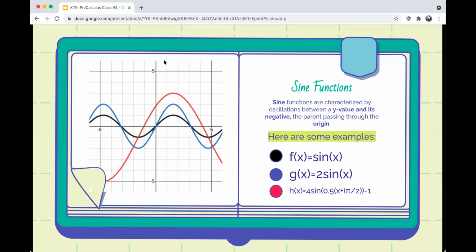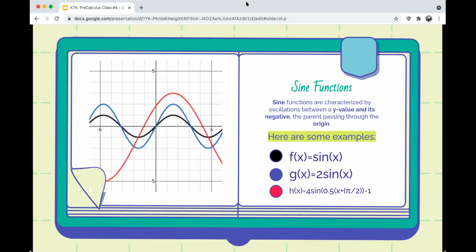You also have in g of x, we have 2 sine x, and now the y value looks the exact same as the parent function, except the y values only go as far as -2 and +2. And we have a much more complex function as the last one. We have 4 sine, which means that was just added on to the parent function.